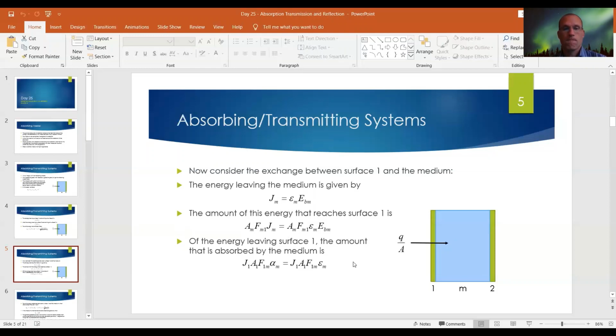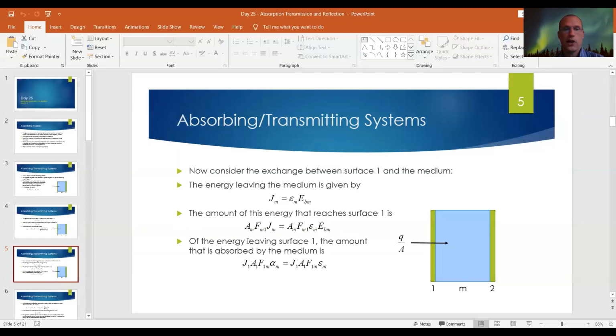And then once that energy hits object 1, that energy now needs to be absorbed. Scratch that, going the other way, starting off at surface 1 and then coming in to the medium, the amount leaving surface 1, I have J1. I need the amount going into the medium, A1 F1M, and then the amount actually absorbed by the medium, alpha_M, and alpha is the same as epsilon. So the amount that leaves surface 1 and goes into the medium is J1 A1 F1M times epsilon_M.